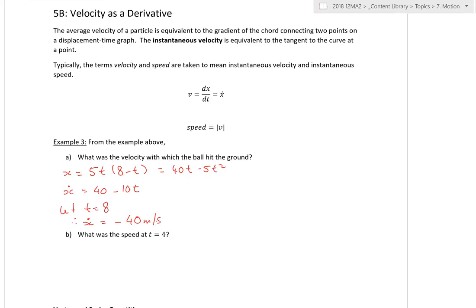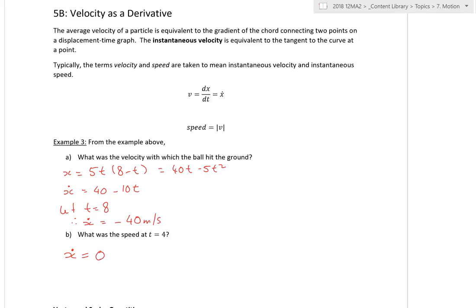What was the speed at t equals 4? Well, remember absolute value, but nonetheless I'm going to say that at t equals 4, it is 40 minus 40 is equal to 0, so I don't actually have to worry about the whole positive and negative thing here. At t equals 4, my velocity was 0.